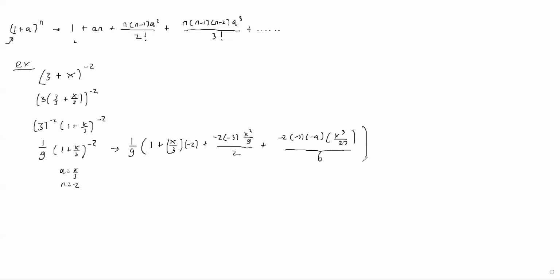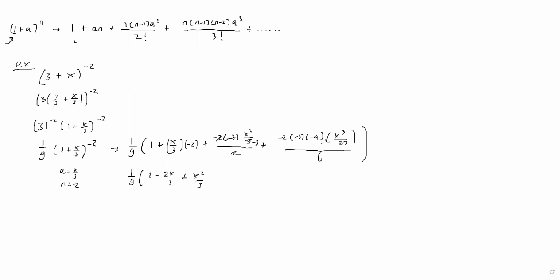Now, what we can do is try to simplify this equation. We can leave the 1 over 9 until later. So let's not change anything here. 1 plus, this one will be minus 2x over 3. And then this one is minus 2 times minus 3. We can cross the minus 3 out with 9 here. So we're going to end up with minus 3 below here. So we still have a positive value. We can cross out the 2 also. So we're going to end up with plus x squared, still over 3.